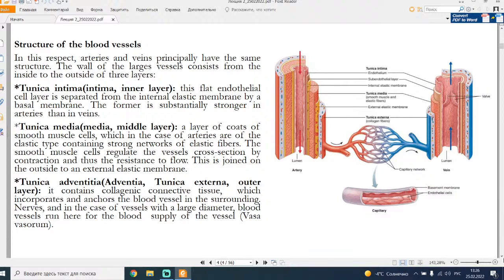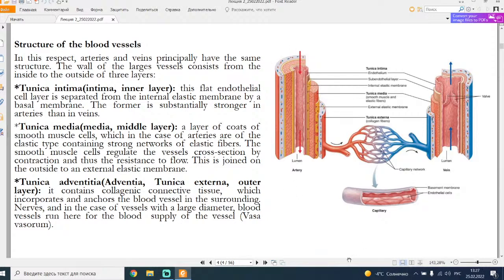Structure of the blood vessels. In this respect, arteries and veins principally have the same structure. The wall of larger vessels consists, from the inside to the outside, of three layers.